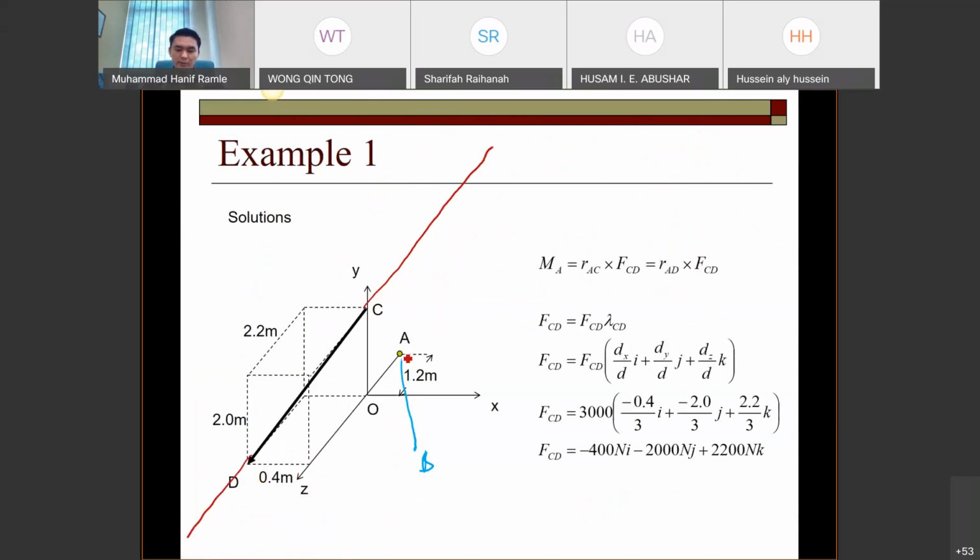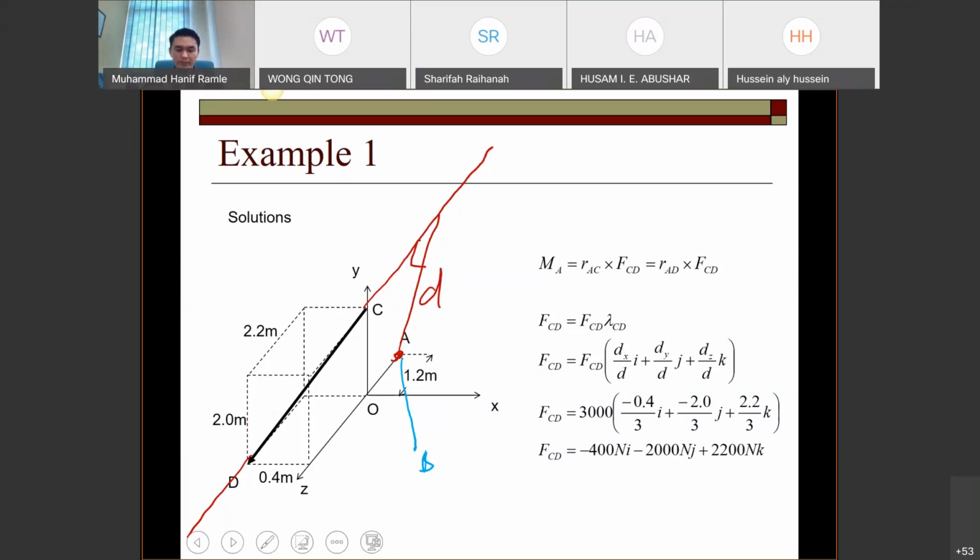Okay, and this is the point A. The nearest distance from point A to CD, for example, must be perpendicular. This is the D. It is not similar to the nearest distance from the axis to the line of action. This is the nearest distance from a point to the line of action.